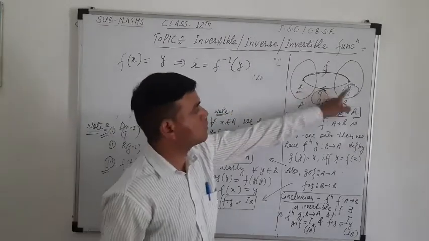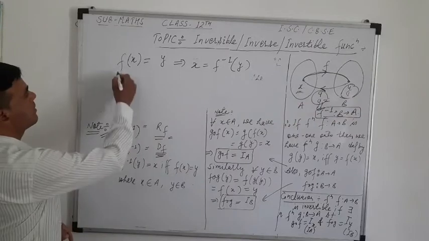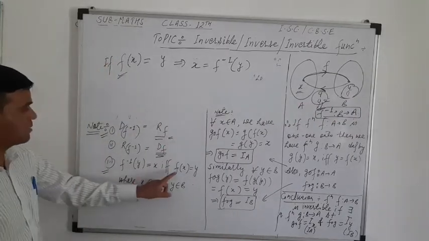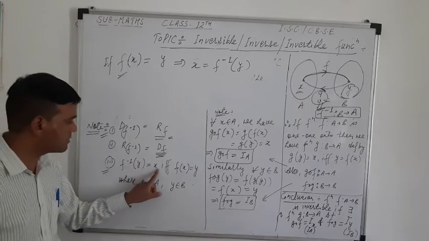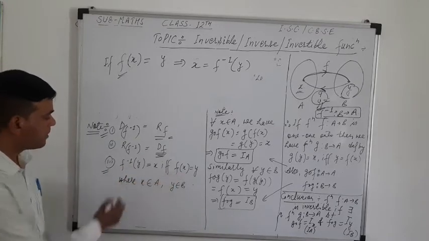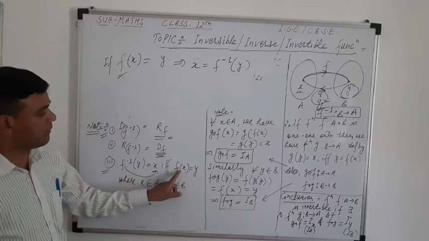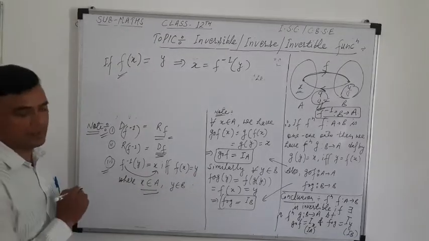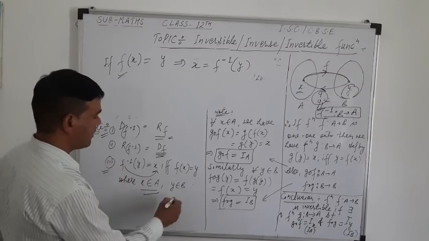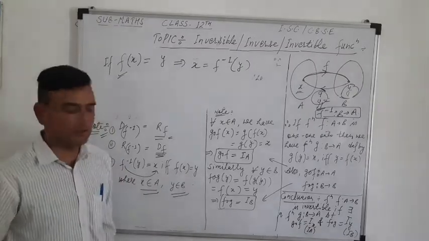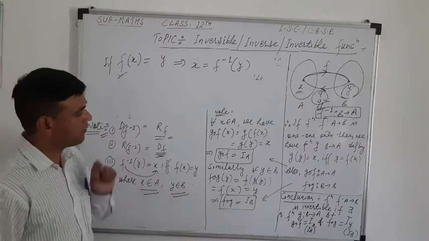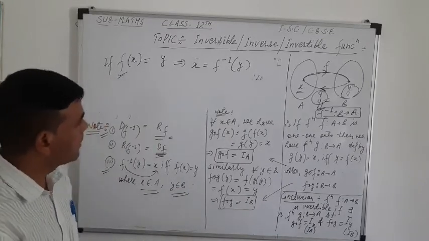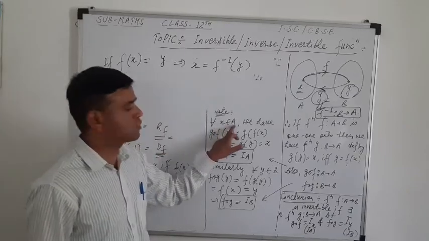If f(x) is equal to y, then I have already mentioned that x is always equal to f inverse of y, if and only if f(x) is equal to y, where x belongs to set A, the domain of the function f, and y belongs to set B, that is the codomain of the function f. So some results are here from this discussion.